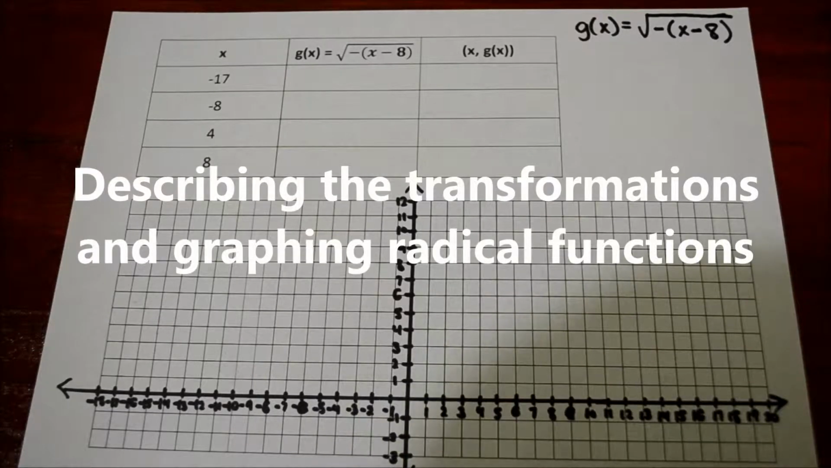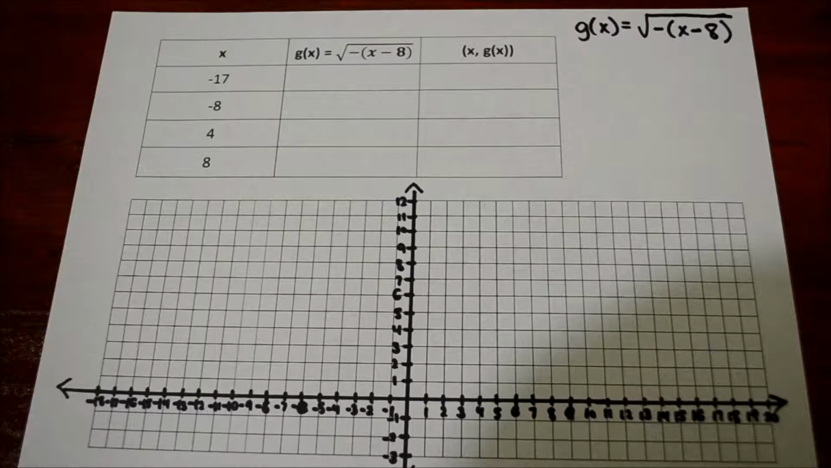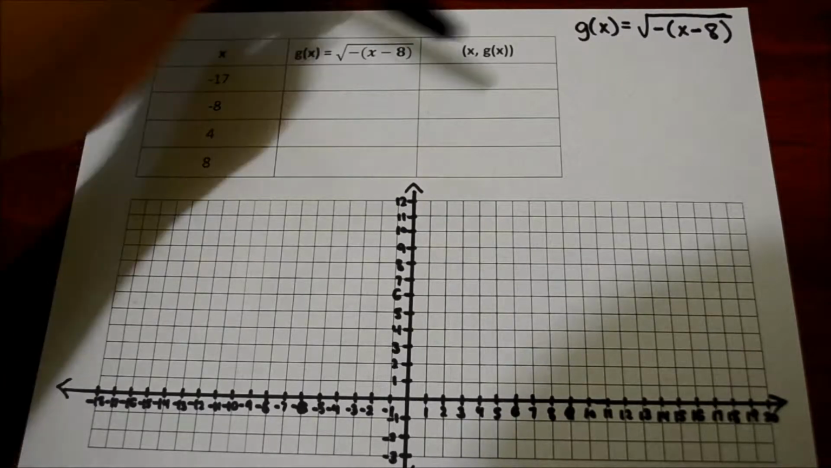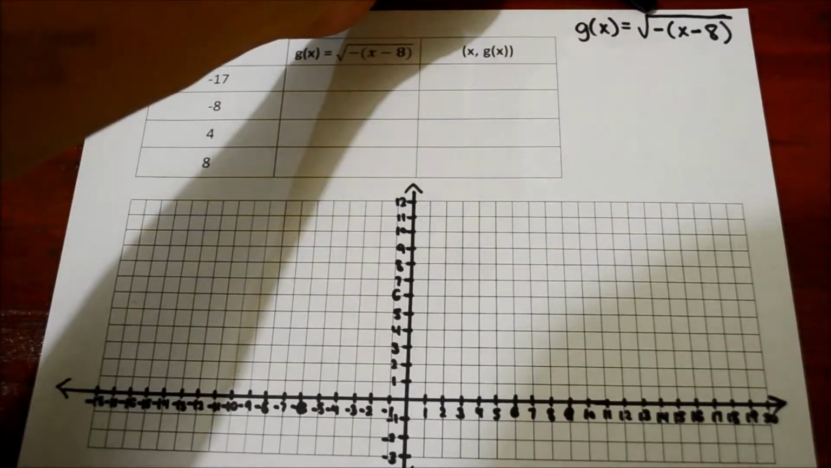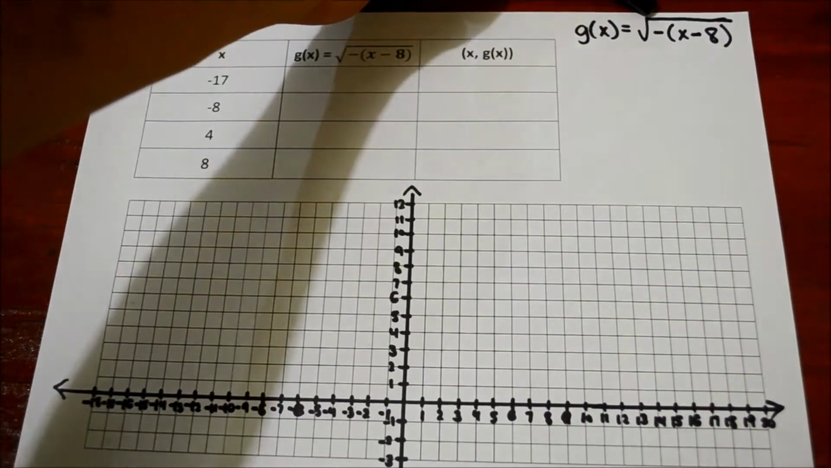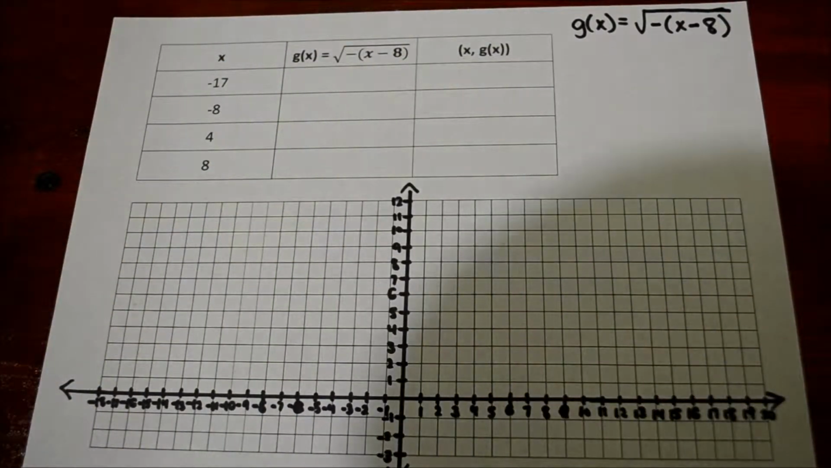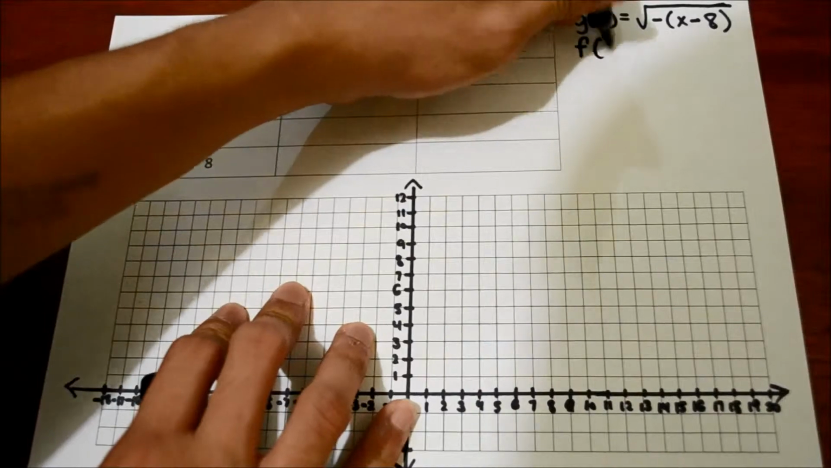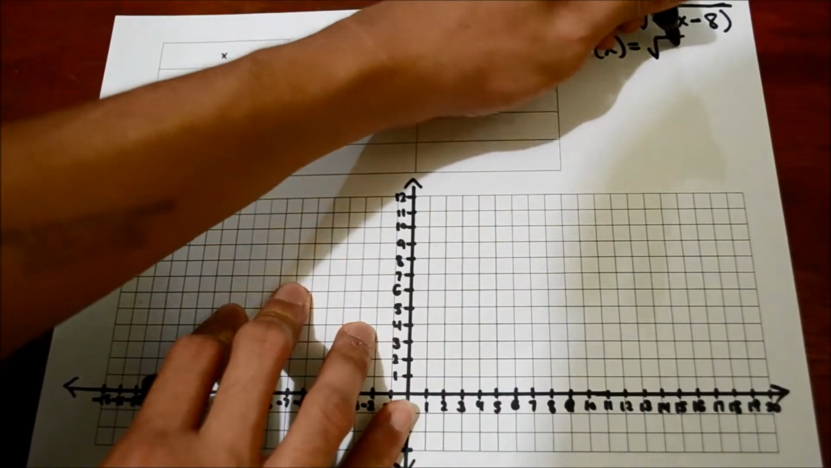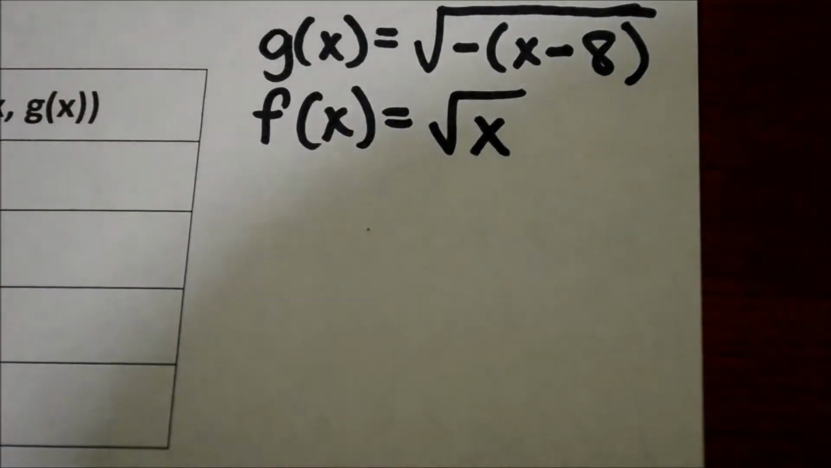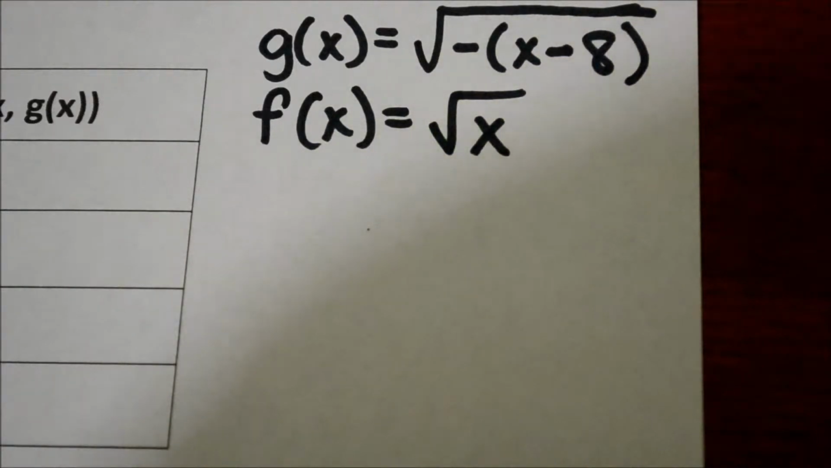Hello, today I am going to show you how to describe the transformations of the transformed radical function g of x is equal to the square root of negative x minus 8, and then graph this radical function. I am using the parent function f of x is equal to the square root of x as a guide. Now, g of x is equal to the square root of negative x minus 8.